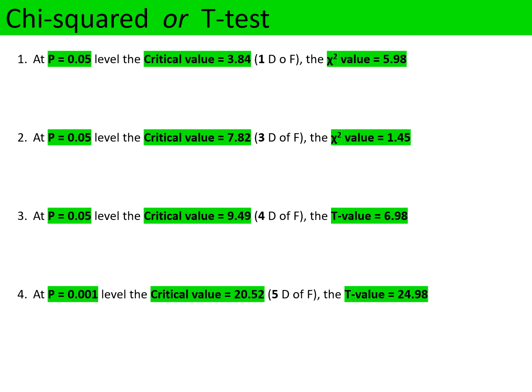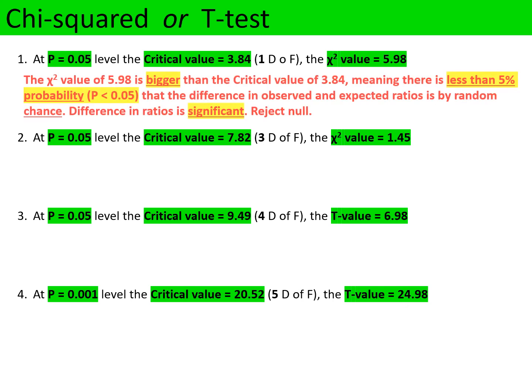So number 1 at the top then, if we had a critical value of 3.84, and that was set at a p-value of 0.05, and our chi-squared value, so it's a chi-squared test, was 5.98, the conclusion that we could draw then is that because the chi-squared value of 5.98 is bigger than the critical value of 3.84, the p-value actually goes the opposite way. So the p-value here is going to be less than 0.05.